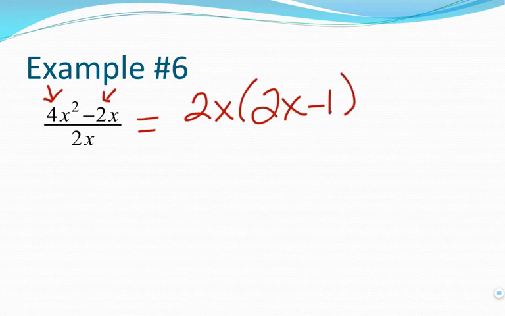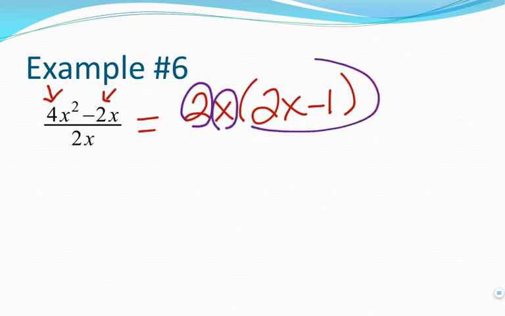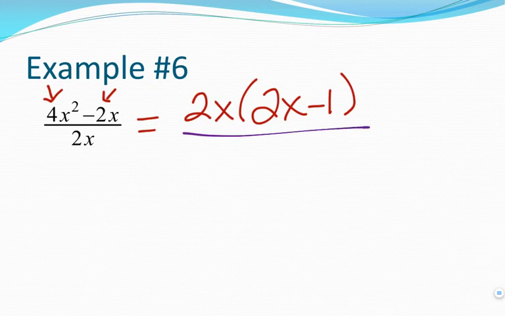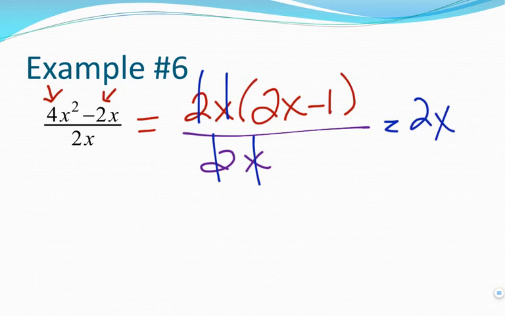Notice that I have three factors on the top here. I've got 2 as a factor, x is a factor, and 2x minus 1 is a factor. Then on the bottom I have 2x, so two factors on the bottom. So what can I cancel? I can cancel 2 divided by 2 is 1, and x divided by x is 1. All I have left is 2x minus 1.